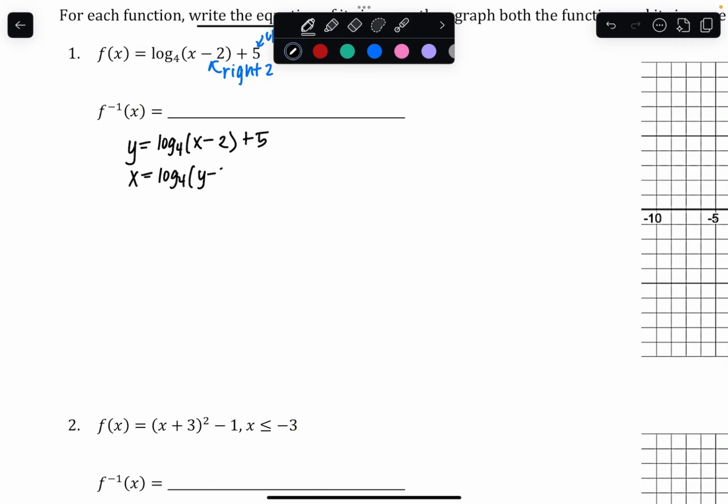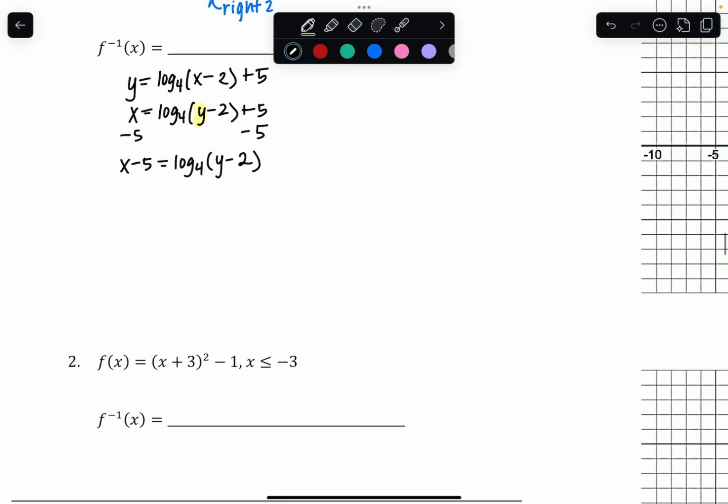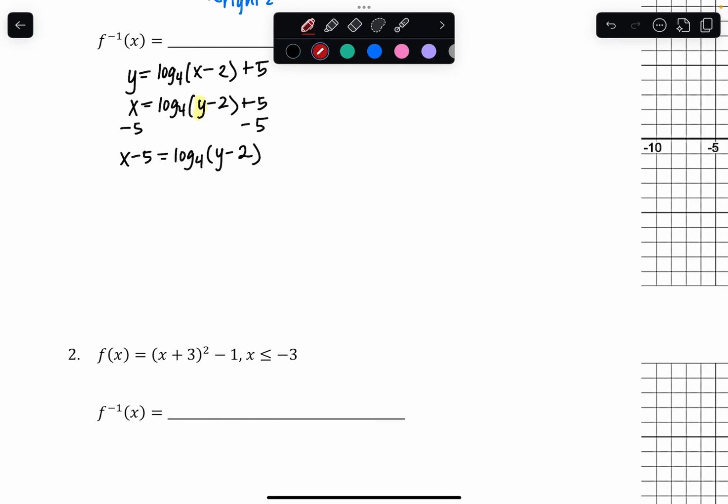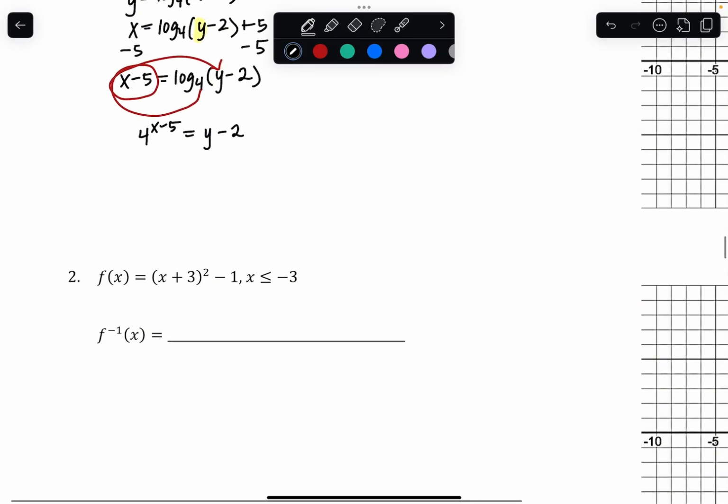So now y is inside the log. And when we resolve for the y, we have to isolate the log first. And so we need to get rid of this plus 5 by subtracting 5. And then once we have isolated the log, you need to convert to exponential form. So to convert, your base is 4, your exponent is x minus 5, and it equals y minus 2. So base 4 to the x minus 5 equals y minus 2. And then our last step is just to add 2 to both sides.